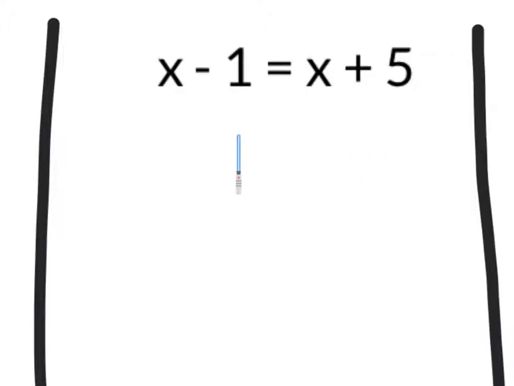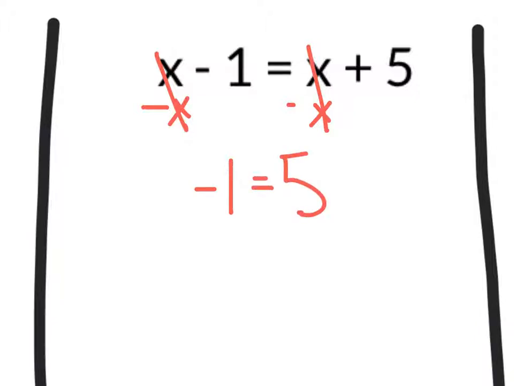Our next case is x minus 1 equals x plus 5. Now this should be a red flag. Can x minus 1 equal x plus 5? That's a little fishy. Let's say we subtract x from both sides to get our variable to the same side. These will cancel out. These also cancel out, and we get negative 1 equals 5. That is definitely not true. That is not going to work.